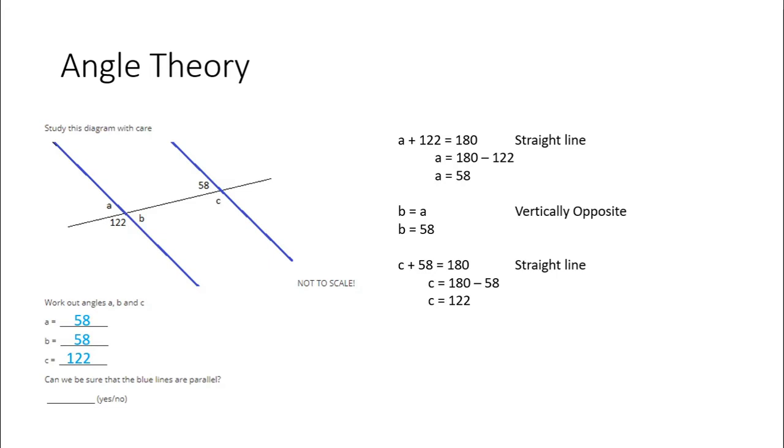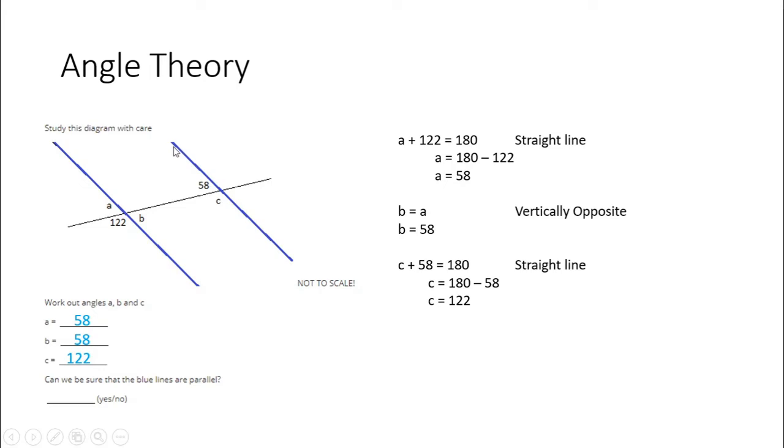Now, can we be sure that these two blue lines are parallel? Before, as I said, I never told you that they were parallel. I didn't show you with arrows, and I didn't explain it in the question. But after all this working that we did, and I didn't use the fact that they might be parallel lines in my working, all I used was the fact that they're straight lines or vertically opposite.